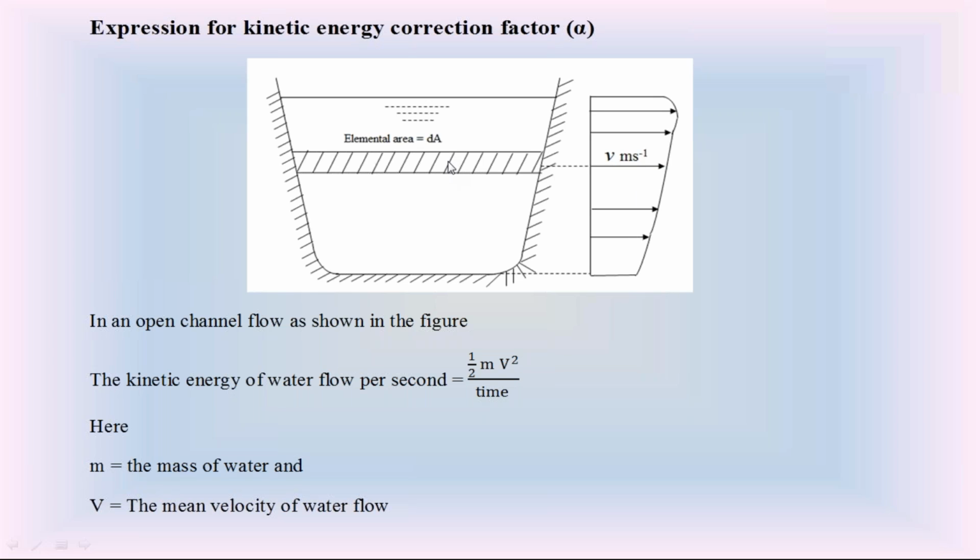Now find out the kinetic energy of water flow in this thin layer per second. Only in this thin layer. Find out the kinetic energy of water flow in the thin layer. Take it as delta Ke. Delta Ke is the kinetic energy of water flow in this thin layer. What is the equation of kinetic energy of water flow in that thin layer per second?